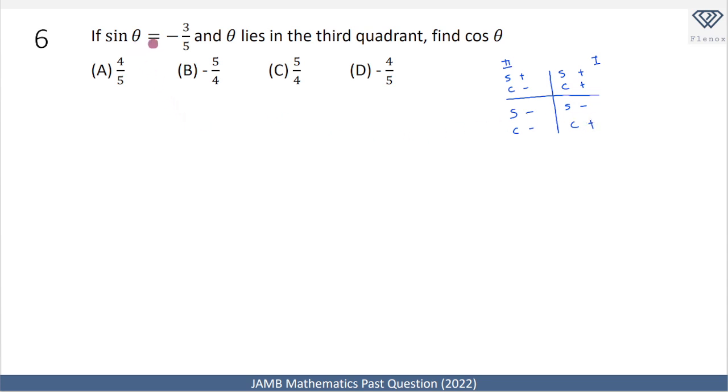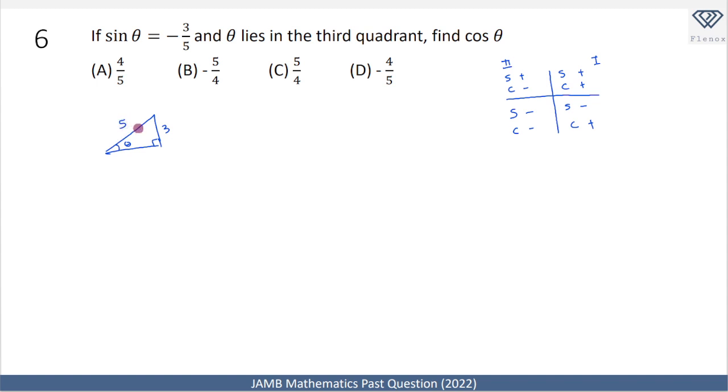We have been told that sine theta is equal to minus 3 over 5. So let me just draw a triangle, a right angle triangle, to make sense of that, and let's call this theta. Now you know that sine theta, sine is the opposite over the hypotenuse. So the opposite in this case is going to be this side over here, which is 3, and the hypotenuse is going to be this side over here, which is 5.